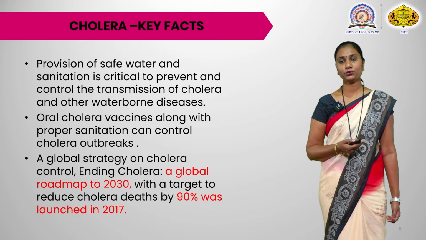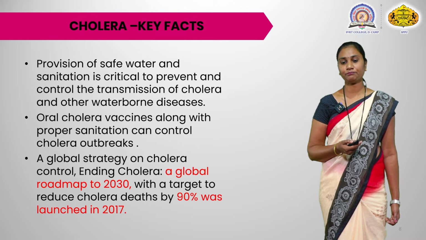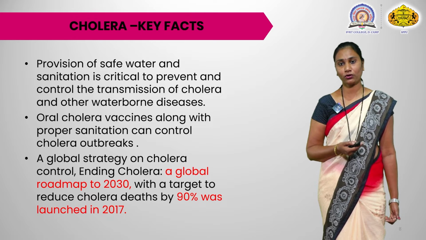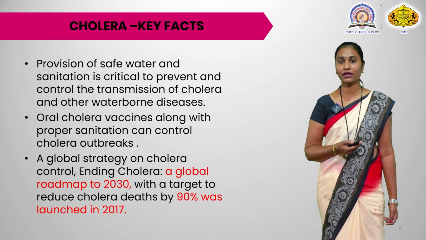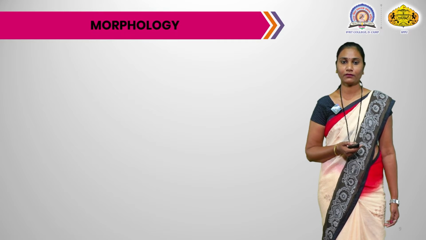In 2017, a global roadmap was put forward as a strategy to reduce cholera. This Ending Cholera strategy has the aim of reducing the cases of cholera by 90% by the year 2030.